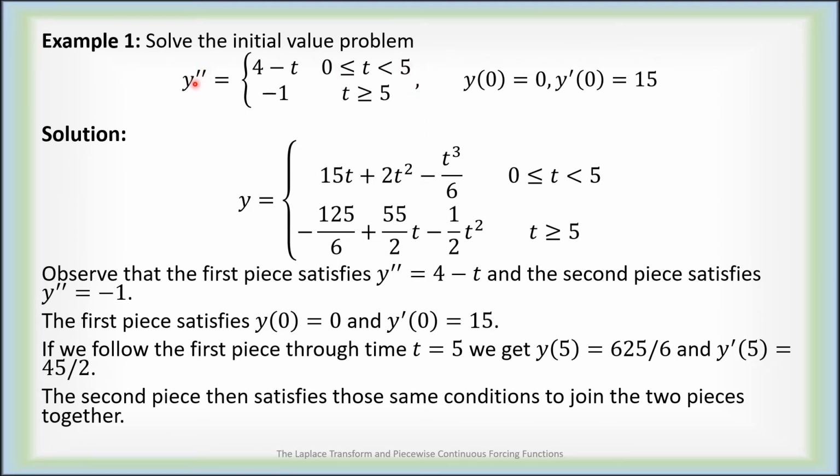You would then solve y double prime equals minus 1, which is solved with this function right here, as soon as you match the initial conditions, that at time 5, we want the value of the function to be 625 over 6, and at time 5, we want the derivative to be 45 halves. So it's possible to do these piecewise defined forcing functions without bringing Laplace transforms in at all, but every time you have a new piece, you essentially have a new initial value problem to do.